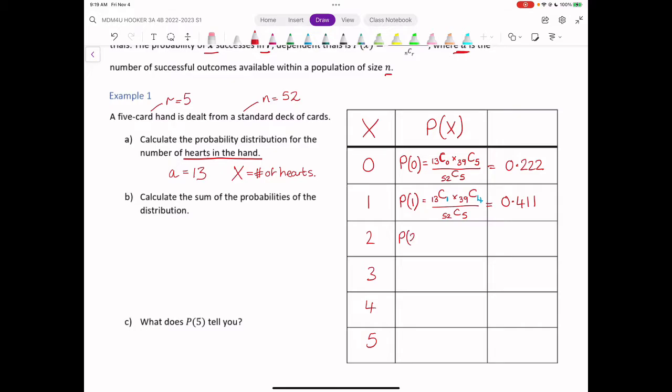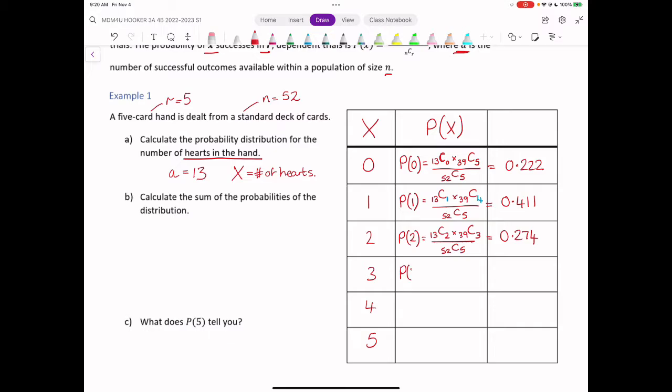So let's keep applying this. So 13 choose 2, and 39 choose 3, out of 52 choose 5. Making sure that the numbers, if they were all blue, would add to 5 every time. So this one is 0.274.